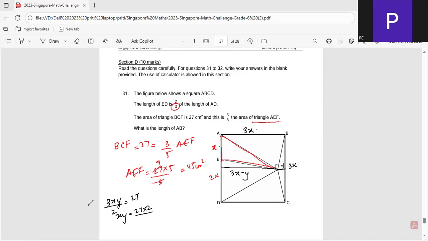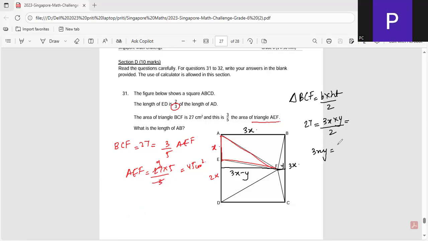So this is area of triangle BCF. Let me just write it. So area of triangle BCF is base into height divided by 2. So we take the base as 3x, height as y, into 2 is equal to 27. Therefore, 3xy is equal to 54. Therefore, xy is equal to 18. This is one relationship. Then we find the same thing for triangle AEF.